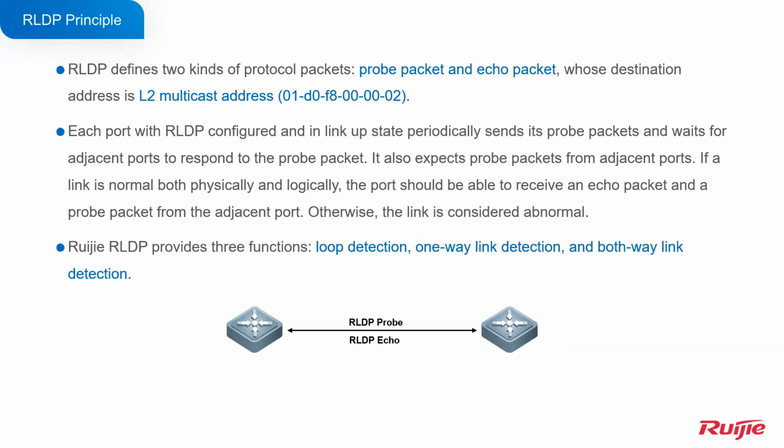RLDP defines two kinds of protocol packets, probe packet and echo packet, whose destination address is a layer 2 multicast address. Each port with RLDP configured and in link up state periodically sends probe packets and waits for the adjacent ports to respond to this packet. It also expects probe packets from adjacent ports. If a link is normal both physically and logically, the port should be able to receive an echo packet and a probe packet from the adjacent ports. Otherwise, the link is considered abnormal.